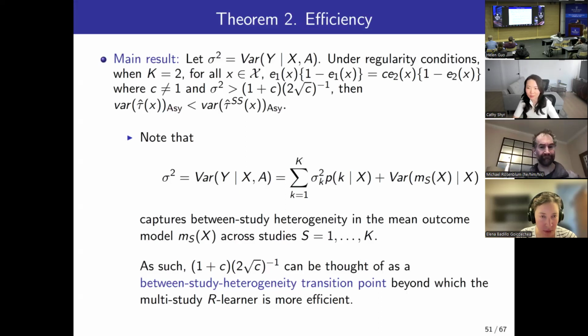I will have to double check because I don't want to misspeak here. But I definitely think there are cases where the multi-study learner may lead to efficiency loss in certain parameter spaces. Yeah. Okay, thanks. That's great.